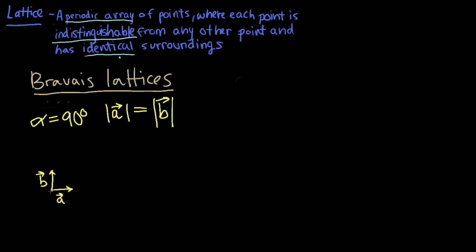I'll draw out the lattice points once again, going off to infinity. So here is our 2-dimensional square lattice. Alpha is 90 degrees, and A and B are equal in magnitude. Square lattice.